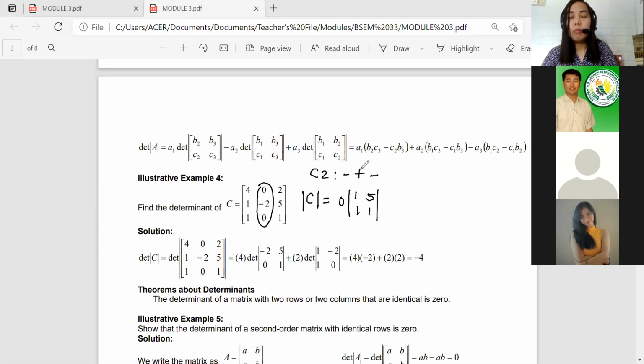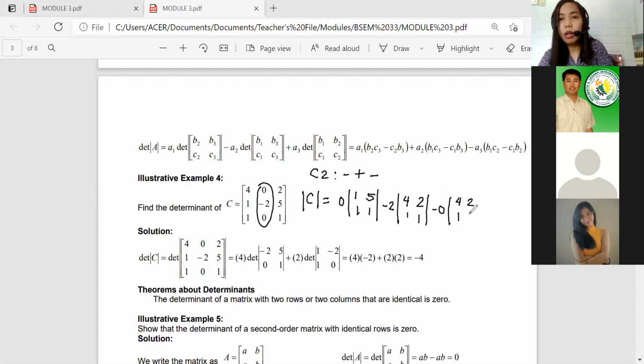Next is positive. Positive multiplied by negative 2 is still negative. Then we delete the row and column, top and bottom, left and right. So we have 4, 2, 1, 1. Then negative. This one is still 0, so even if you don't write it, or if you want, you can write 0. And what remains there is 4, 2, 1, 5.